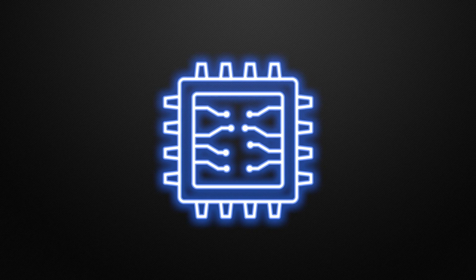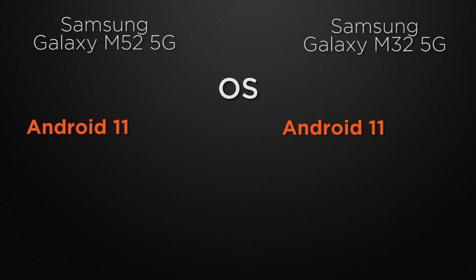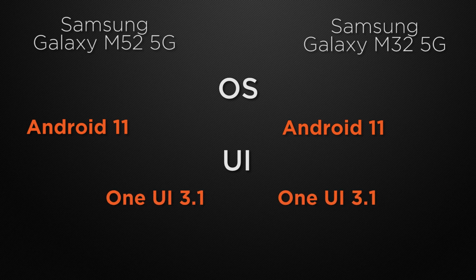Moving to the performance of the devices, let's start with the operating system of the devices. M32 also have Android 11 support, so it's a tie. And about the user interface of the devices, M52 have One UI whereas M32 comes with One UI, so it's a tie because both of the user interface have same UI.